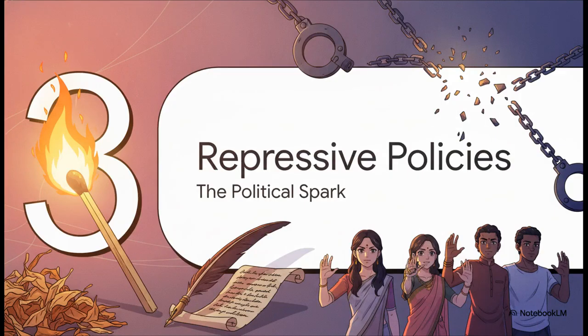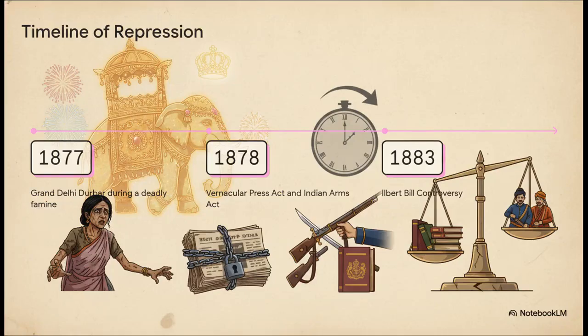All right, Section 3, Repressive Colonial Policies, the Political Spark. Okay, look at this timeline of repressive policies. These acted as a rapid-fire catalyst for the nationalist movement.